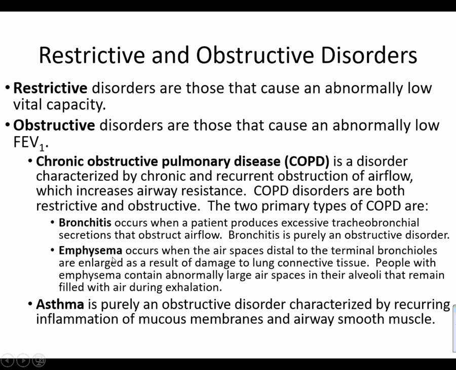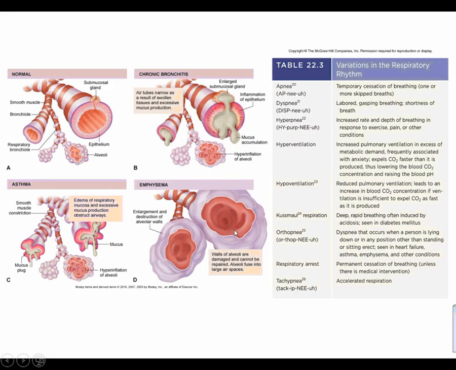Emphysema is something we talked about the other day. Airspace distal to the terminal bronchioles is enlarged as a result of damage to lung connective tissue. People with emphysema contain abnormally large air spaces in their alveoli, remaining filled with air even during exhalation. It's basically way more ballooned. You guys remember what I said a typical person with emphysema is going to show up as? Well, overinflated chest, or barreled chest, as I like to call it.